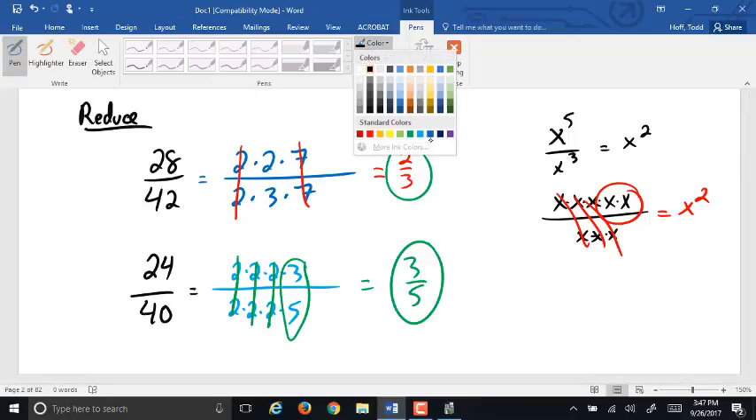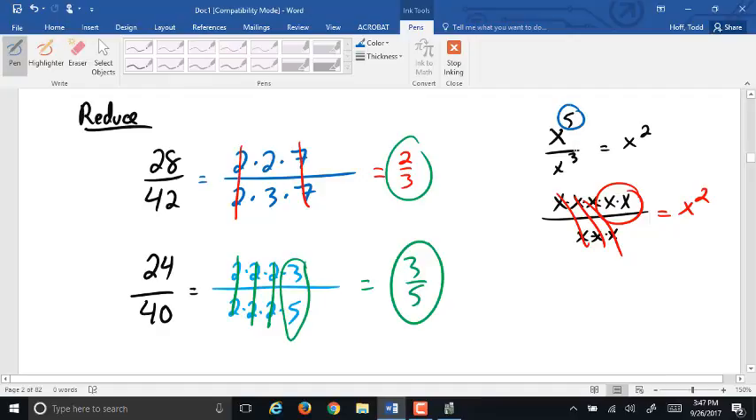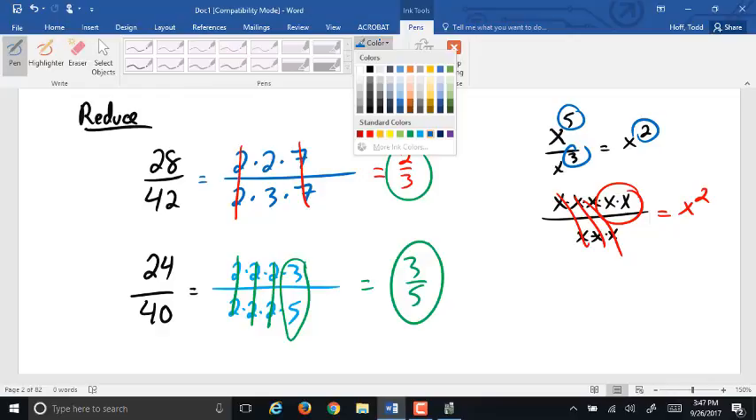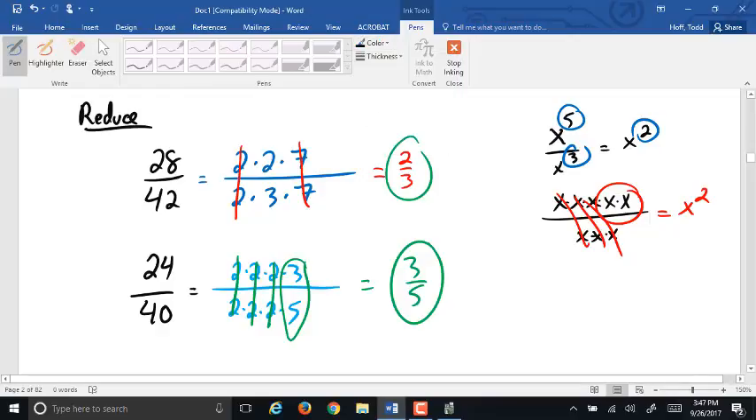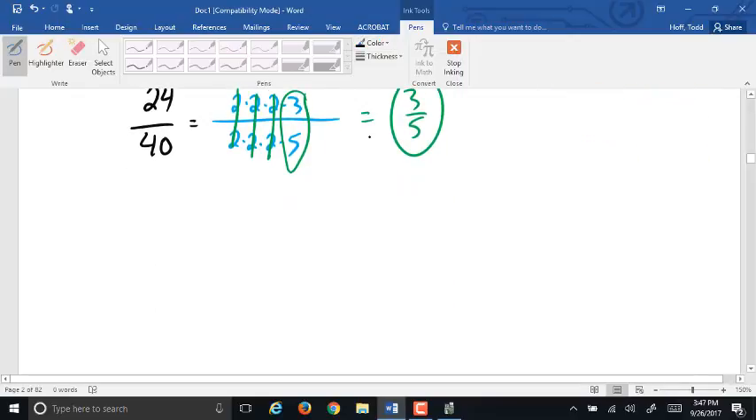The shortcut, of course, that we came up with was 5 minus 3 is 2. Using that now, we might be able to look at x to the 5th over x to the 8th. Using the shortcut, what does that give us for a result? X to the 5 minus 8 is negative 3. Well, what does that mean?